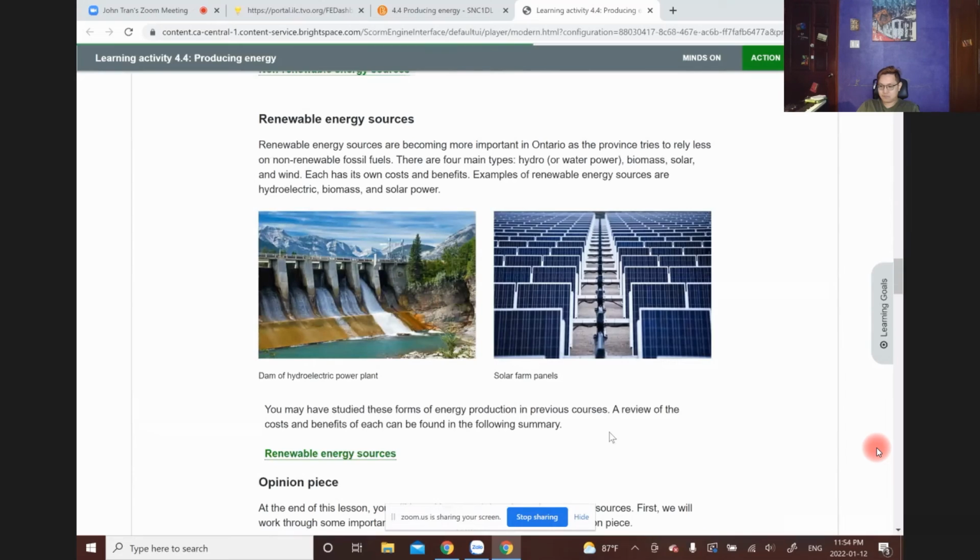Renewable energy sources. Renewable energy sources are becoming more important in Ontario as the province tries to rely less on non-renewable fossil fuel. There are four main types: hydro, water power, biomass, solar, and wind. Each has its own cost and benefit. Examples of renewable energy sources are hydroelectric, biomass, and solar power. That's what I was talking about.